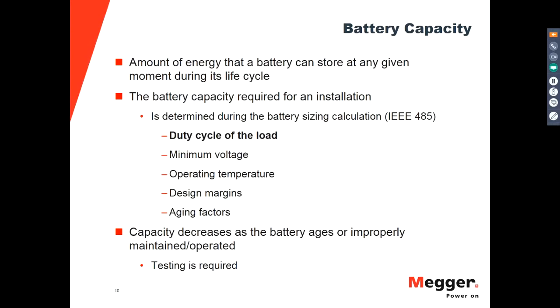The first thing to define is the battery capacity. This is the amount of energy that a battery can store at any given moment during its life cycle. The battery is manufactured to meet a certain capacity, and that is defined by the manufacturer. Once the battery starts its life, it will deteriorate and degrade, and its capacity will degrade, losing its ability to store energy. And that's what we want to verify.